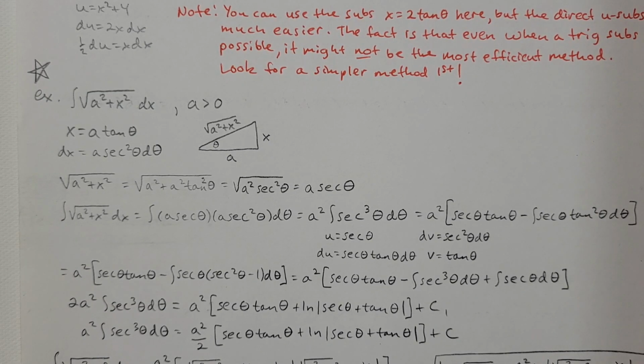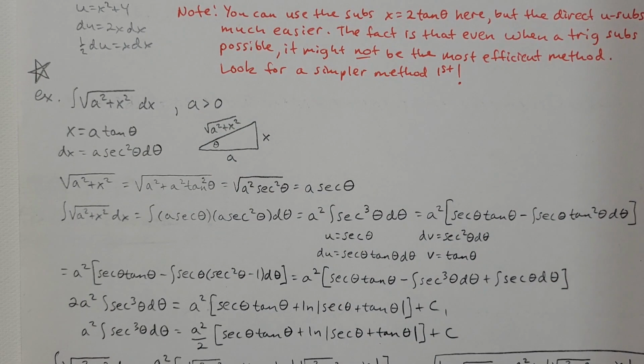All right, so we'll go ahead and finish up section 7.3, trig substitution. I've got just two more examples left to show you. Suppose that we want to integrate the square root of a squared plus x squared dx, where a is some number.